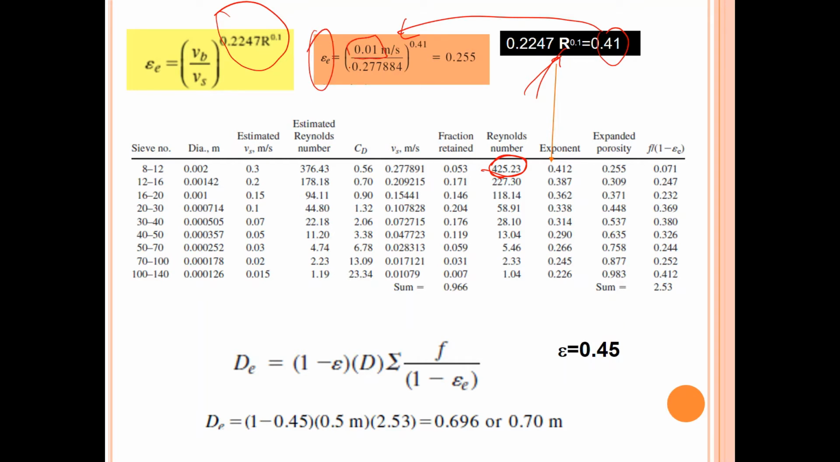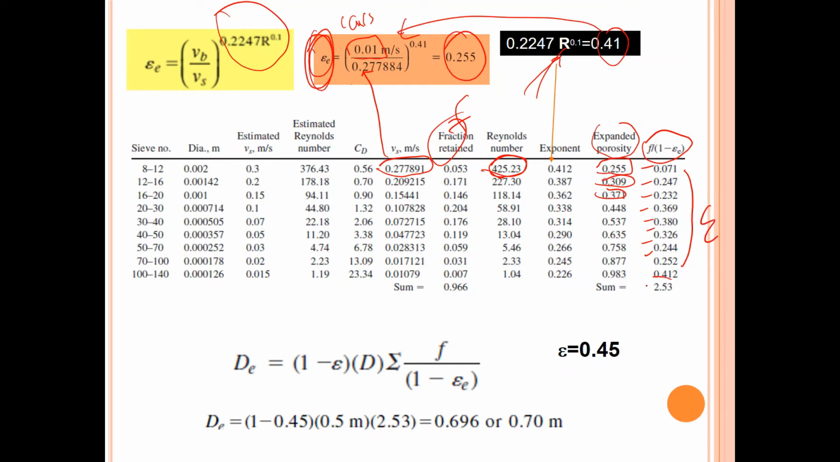Remember, we already found VB is 1 centimeter per second, which is 0.01 meter per second, and using the calculated particle settling velocity, we find the expanded bed porosity for that particle is 0.255. We can do a similar computation for all diameters of the particle. We know this expanded bed porosity and we already know F, so we have this factor for each diameter, and then we can sum them up.